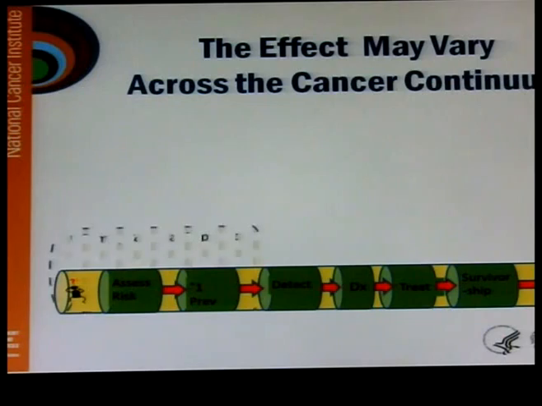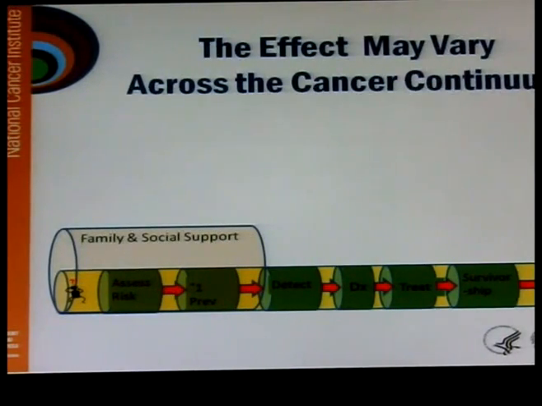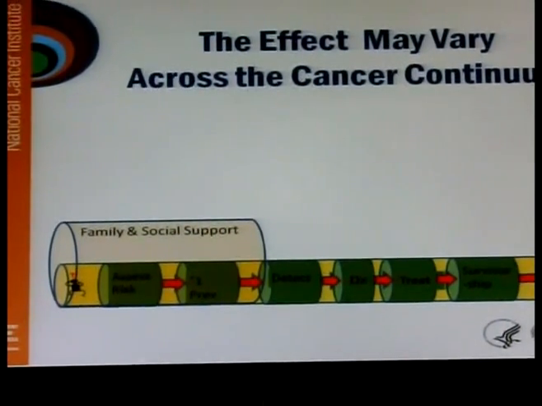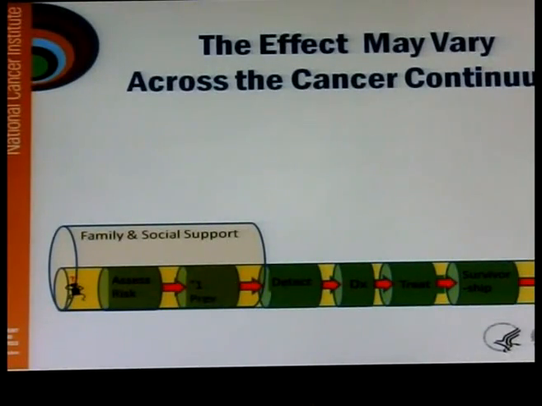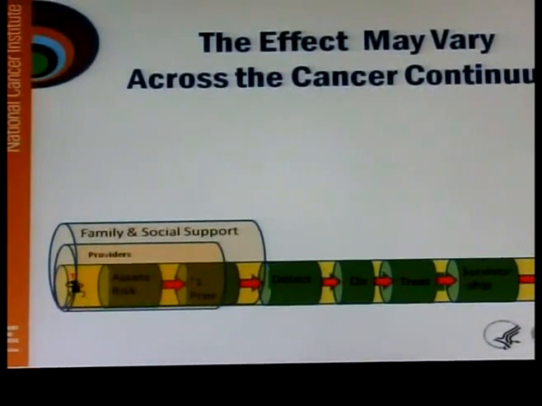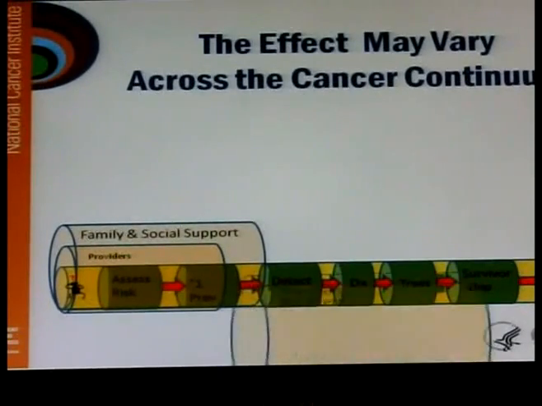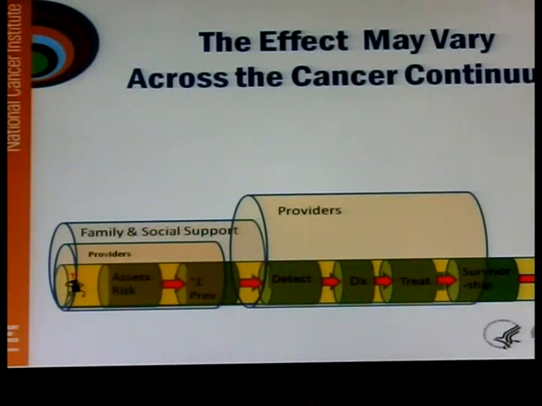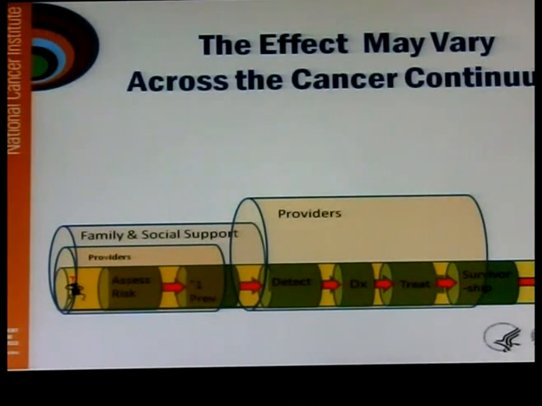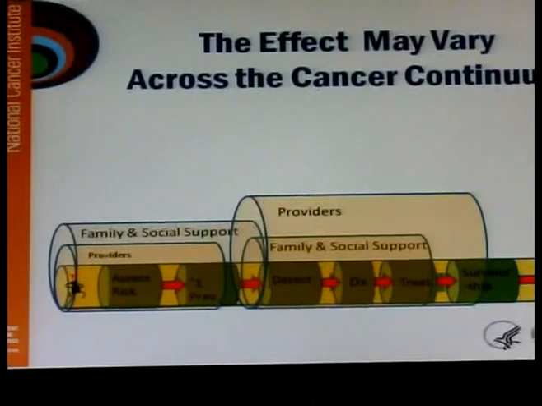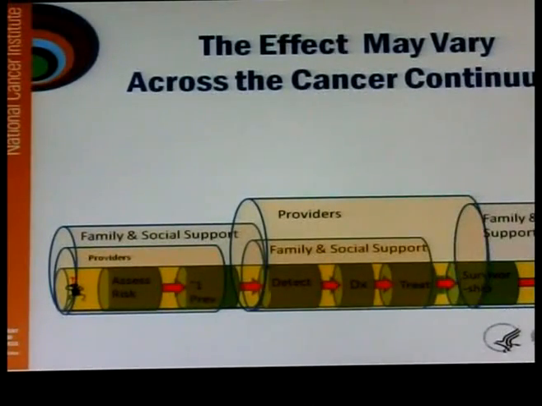In fact, there's reason to believe that the effects are different at different points in the continuum. Family and social support may be very important at the beginning, and providers may play less of a role. But as you move into the detection and diagnosis and treatment part, providers become a bigger factor. They are more important to what actually happens. Family are still there, but may play a lesser role. And if you get to the end, it may jump back. Families and social support may vary again and become higher. So the factors are not monotonic. They are varying across the continuum.